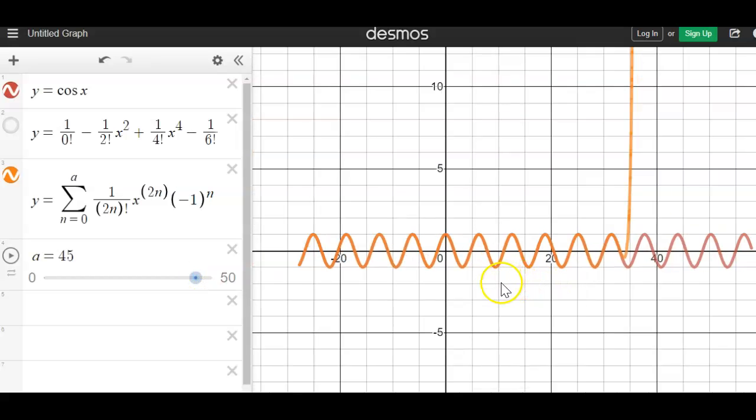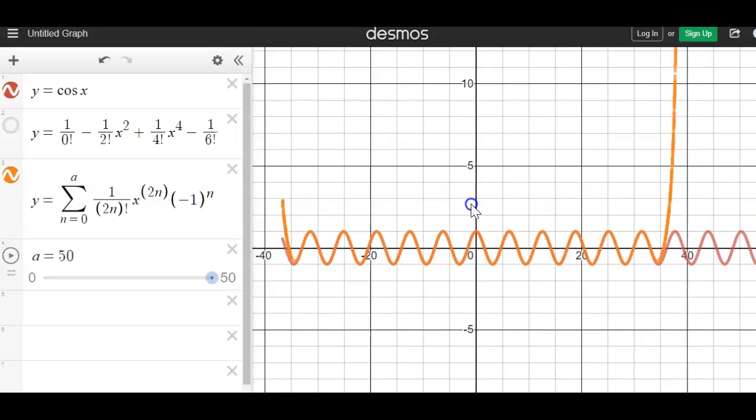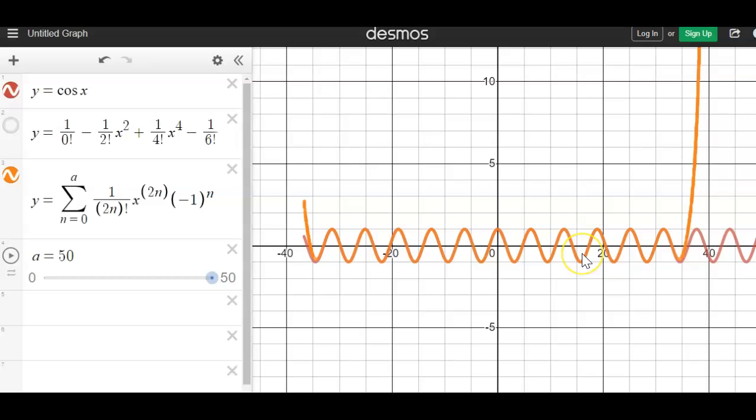Now, even with Desmos, it gets a little bit wonky here because now a is 45, so n is 0 to 45. So 2 times 45 is 90, and 90 factorial, 90 times 89 times 88 times 87. It gets a little out of control even for Desmos to keep up with the computations. But by the time we get to 50, we can see that at least in this viewing window, that polynomial is mimicking that cosine curve for quite a while.